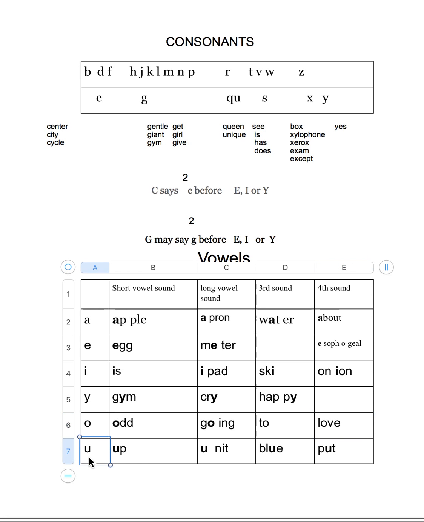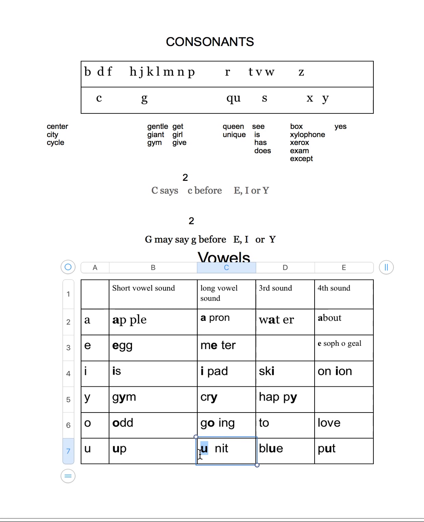Now let's look at the last vowel, the letter U. U has 4 sounds: up, unit, blue, put. Now let me say the sounds by themselves. The first says uh, like in up. The U says U like in unit. Notice U says U at the end of a syllable.